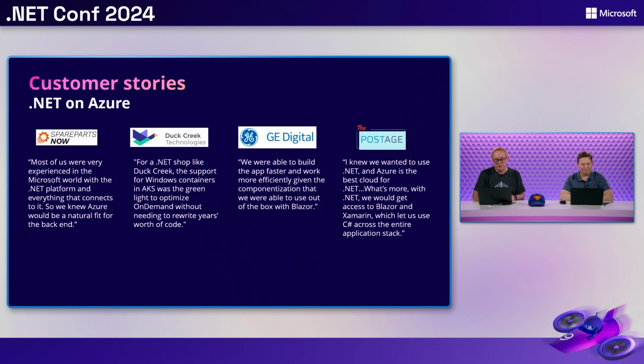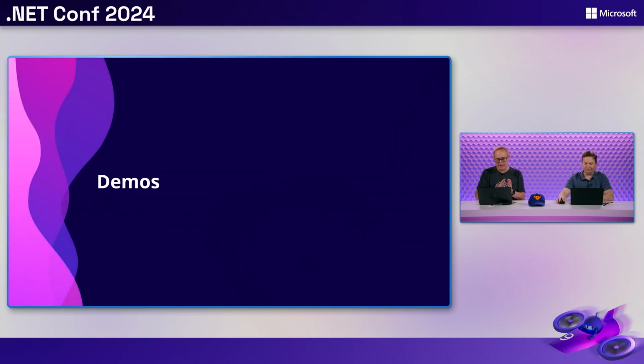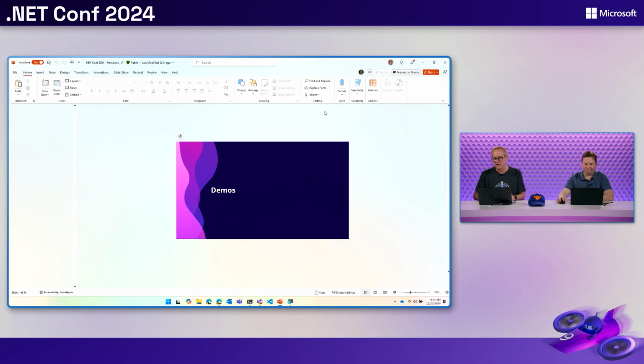And then here's an example. I just talked about a bunch of Microsoft stuff that runs on .NET, and here's an example of 4 companies that are also heavily invested in .NET. So anyways, .NET's great for the cloud. You can see that here. And with that, let's move off to some demos, Paul.